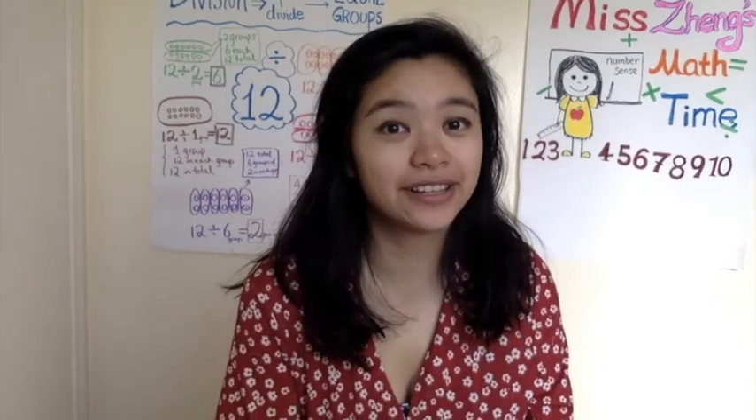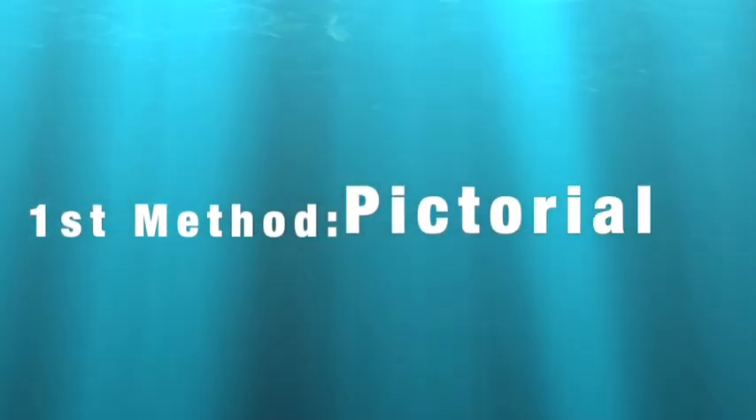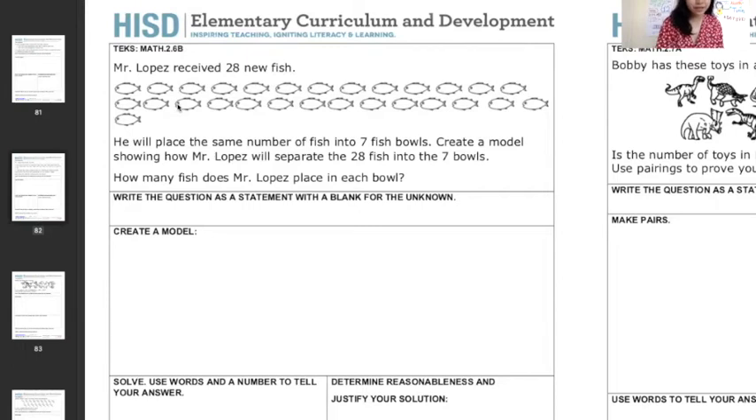Okay, so as practice, we are going to look at your problem-solving journal together on page 74 and 75. You ready? Let's go. First step, let's read the question together and see what keywords we can circle. Mr. Lopez received 28 new fish. He will place the same number of fish into 7 fish bowls. Create a model showing how Mr. Lopez will separate 28 fish into 7 bowls. How many fish does Mr. Lopez place in each bowl?